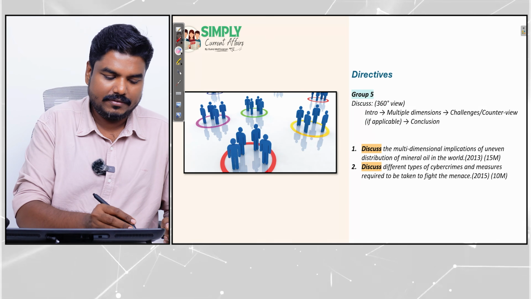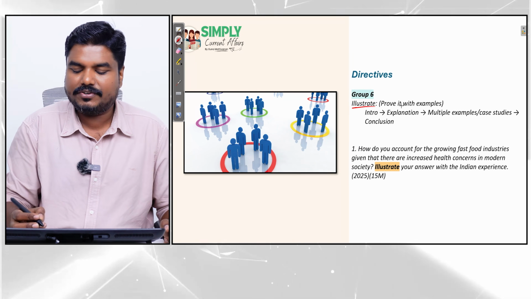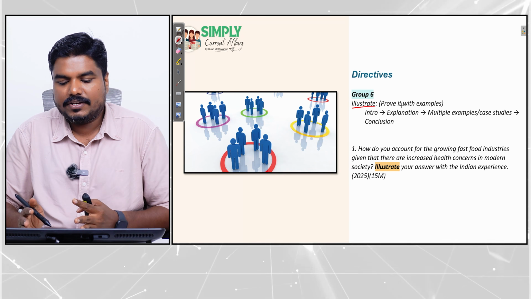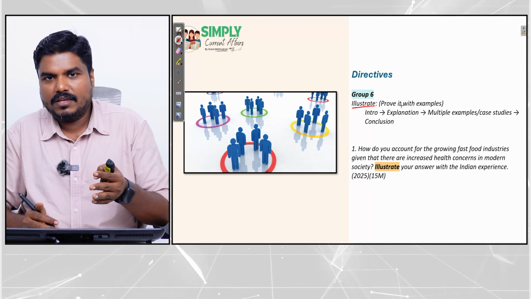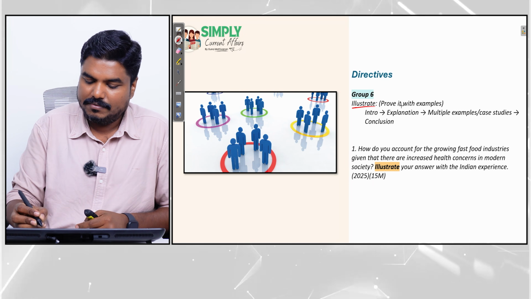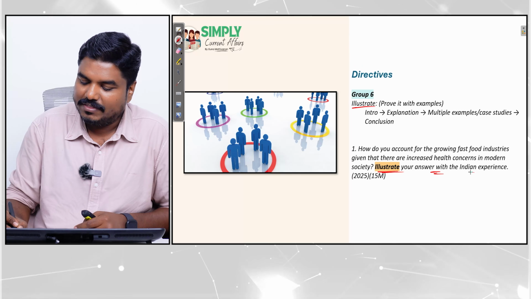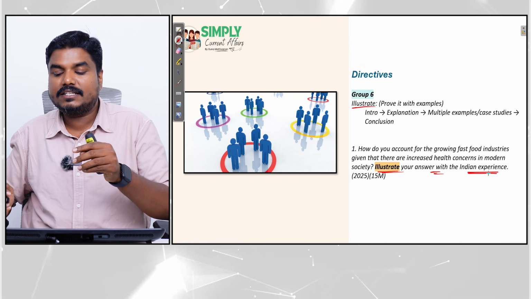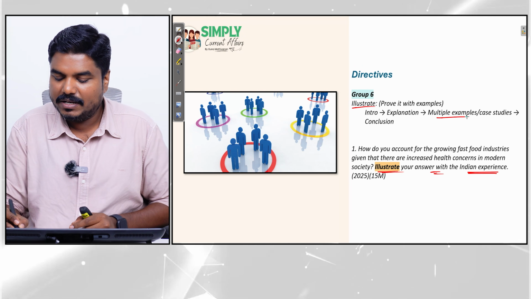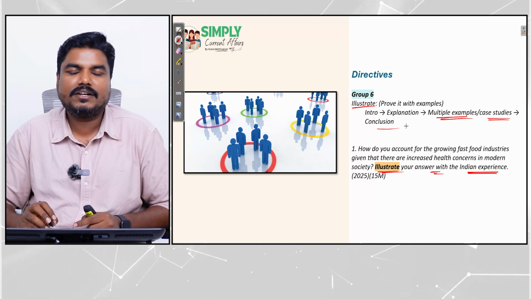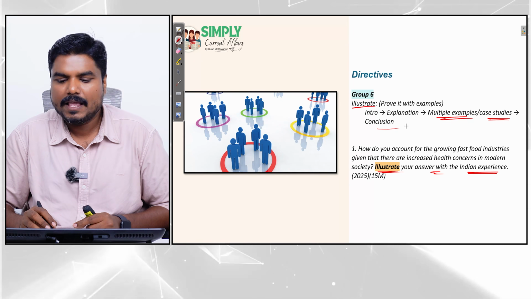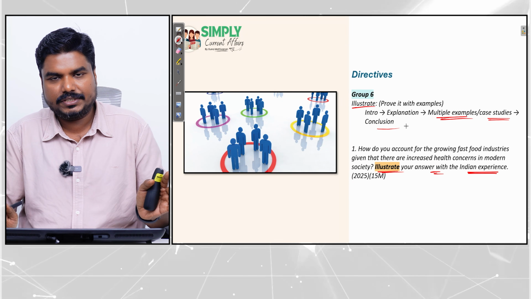Then the last one, the last group is illustrate. So, in illustrate, it is about proving something with examples. You are going to illustrate your answer with Indian experience, means you have to justify it with examples. So, multiple examples, case studies, then we are going to come up with conclusion. So, these are the 6 groups.